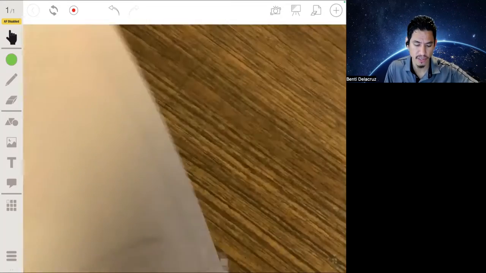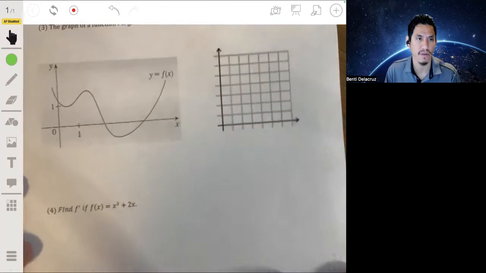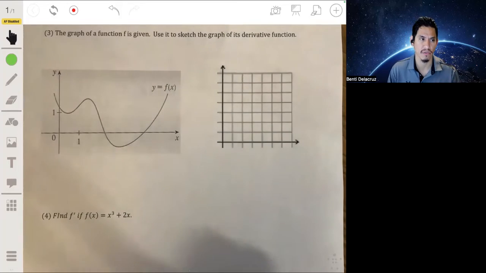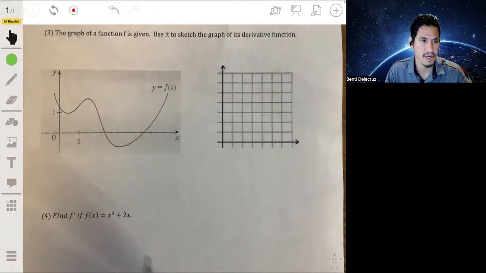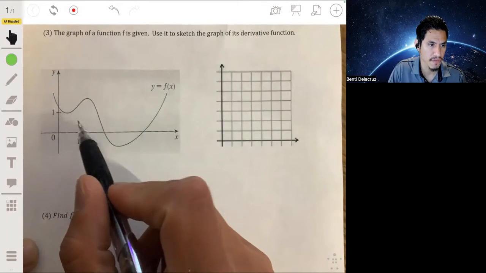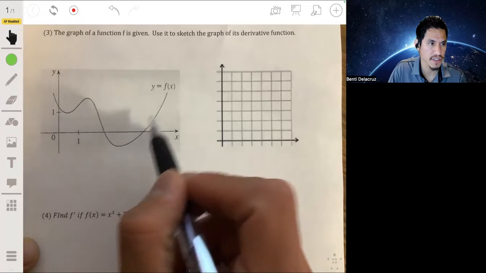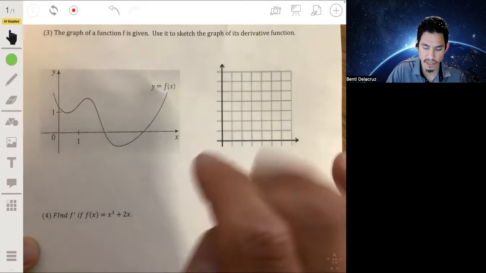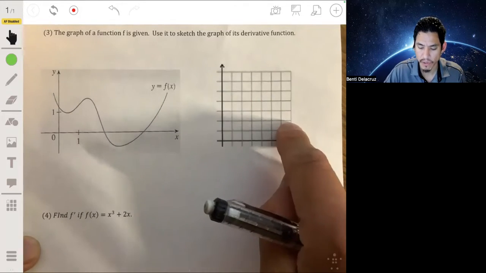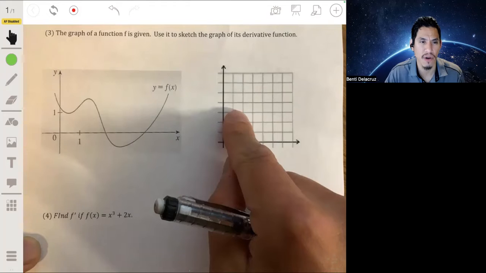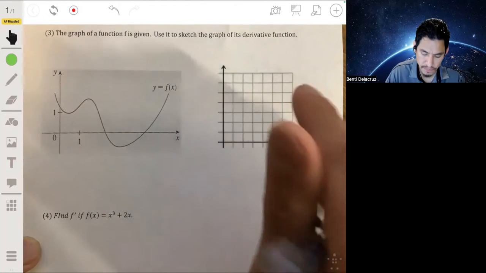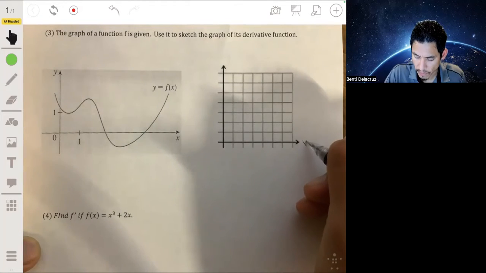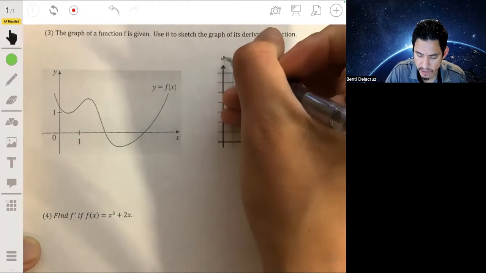All right, so let's understand what's going on when we're talking about the graph of the derivative when compared to the original function. So here, we're given the graph of the function, and we're going to then sketch what we think that the graph of the derivative would look like. So let's first label this x, y.